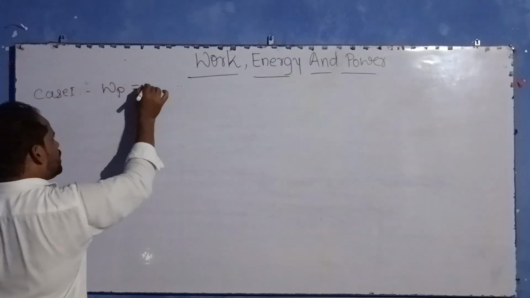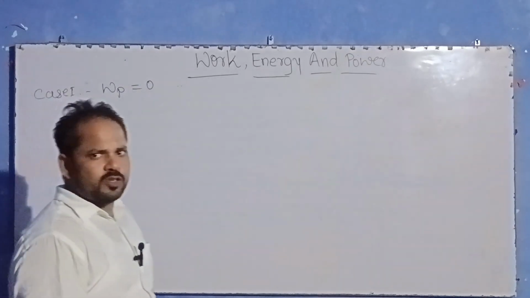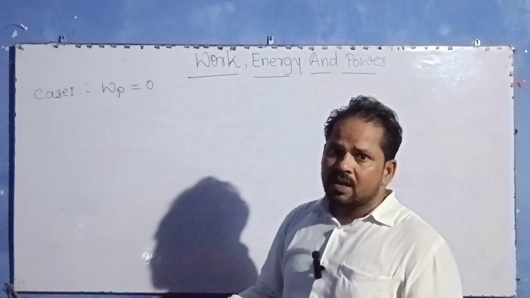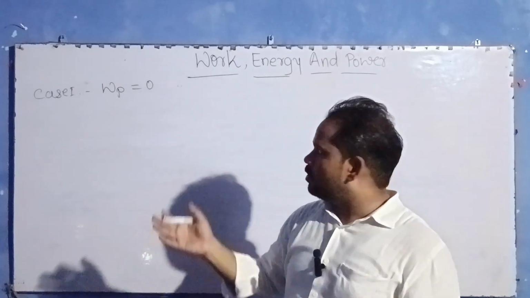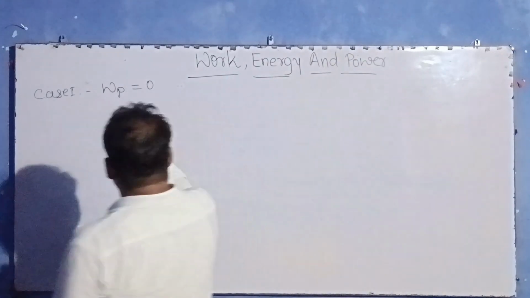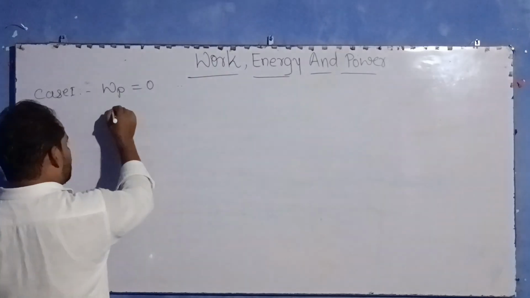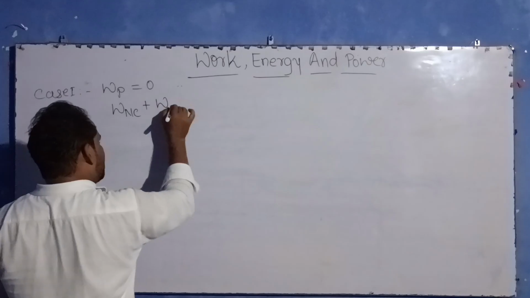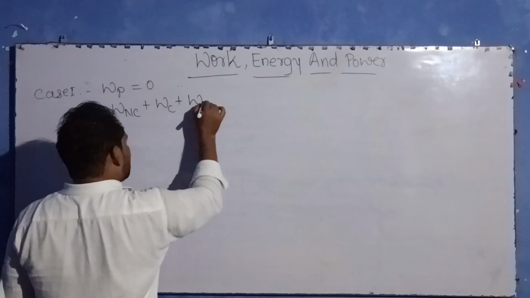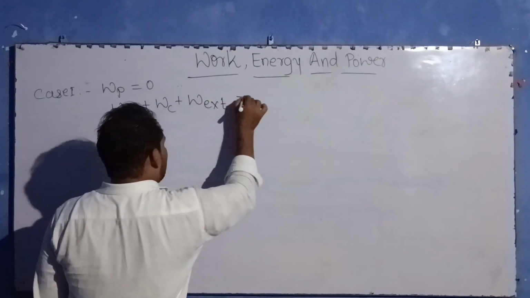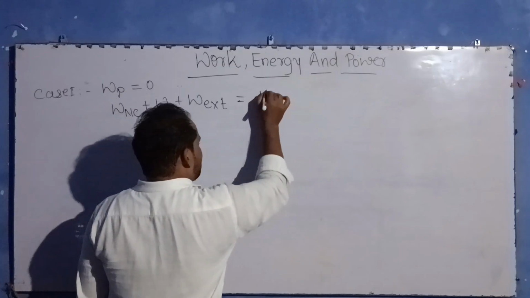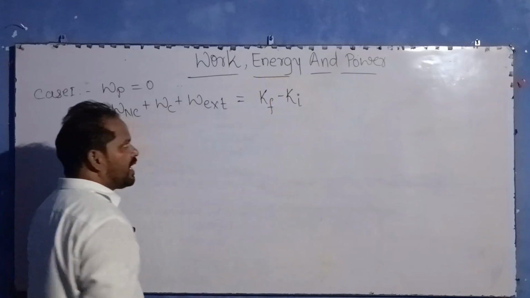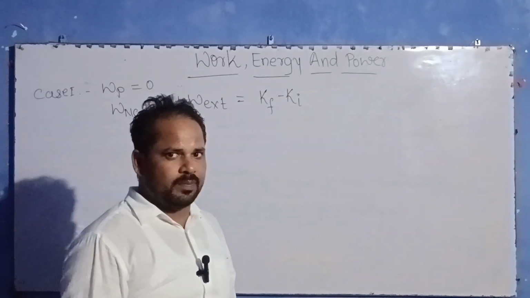Then work done by pseudo force is equal to 0. Means work is done by the other forces only. So by the work energy theorem, we can write work done by non-conservative plus work done by conservative plus work done by external is equal to delta KE. Delta KE means K final minus K initial, the final kinetic energy minus the initial kinetic energy of the body.